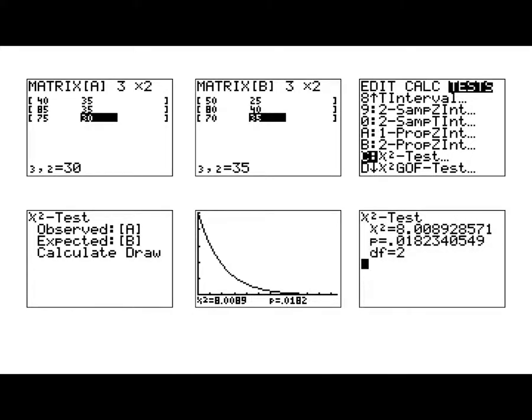Okay. And then if you hit calculate, it's going to give you the same thing. What's kind of nice about this one is it calculates the degrees of freedom for you. You don't have to enter the degrees of freedom.